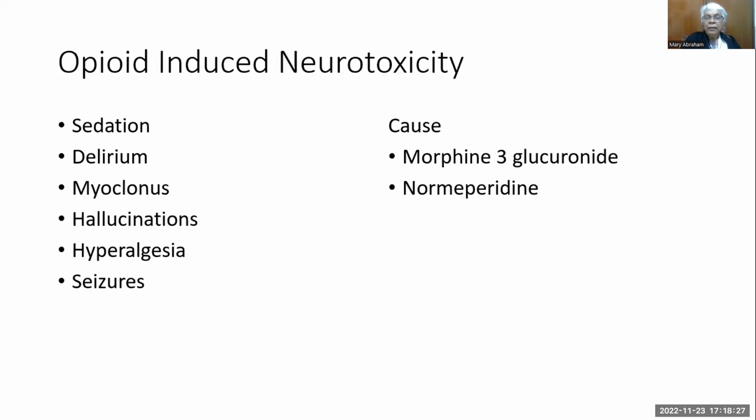Now, what are the side effects of morphine? So this is sedation, delirium, myoclonus, hallucinations, hyperalgesia, seizures. So these are the neurotoxicity side effects of morphine, which we have to look out for. And the cause of it is because of its metabolites, that is morphine-3-glucuronide and normeperidine. These are the ones that are causing the neurotoxic side effects of morphine.